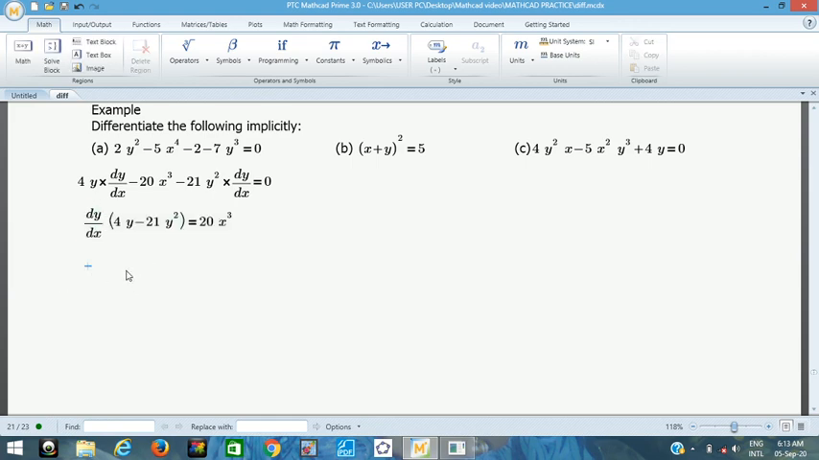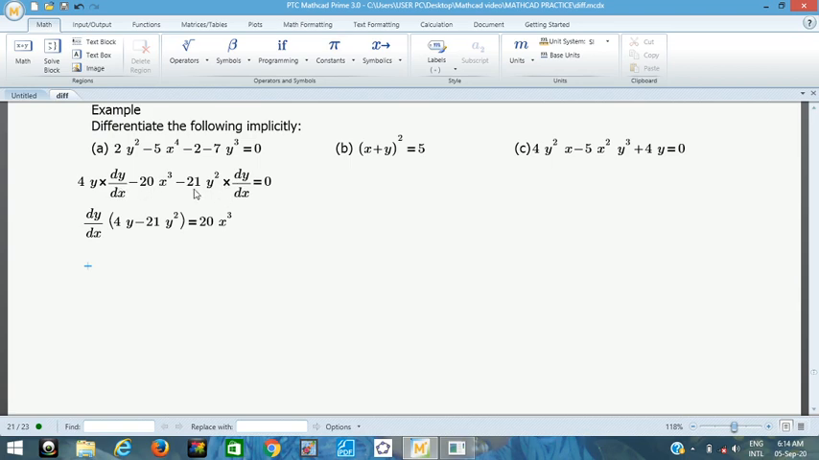Please, I want you to look at what I'm doing here. Whenever you differentiate y in implicit function, you must multiply it with dy dx. 2y squared will now become 4y times dy dx. Minus 5x raised to the power 4, differentiate it, this is the basic one you know. This is 20x raised to the power 3. Then 2 is a constant, is 0. Then minus 7y raised to the power 3: this is 3 times minus 7, which is minus 21, then y raised to the power 2. Then because it's a function of y, you need to multiply by dy dx.